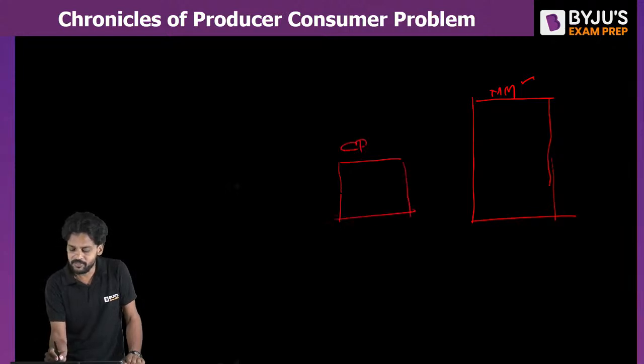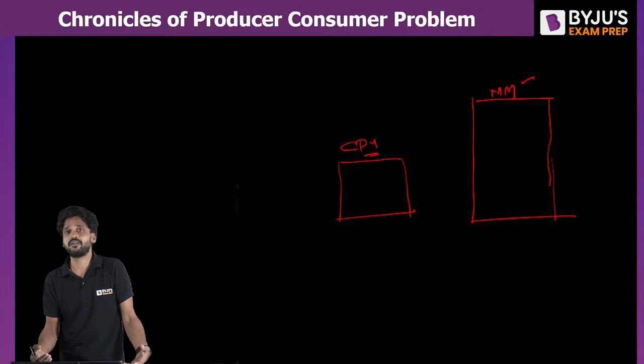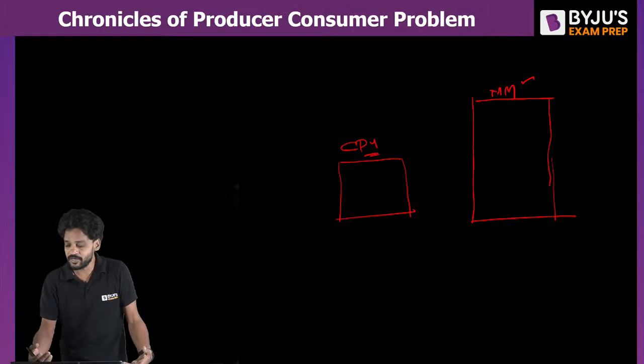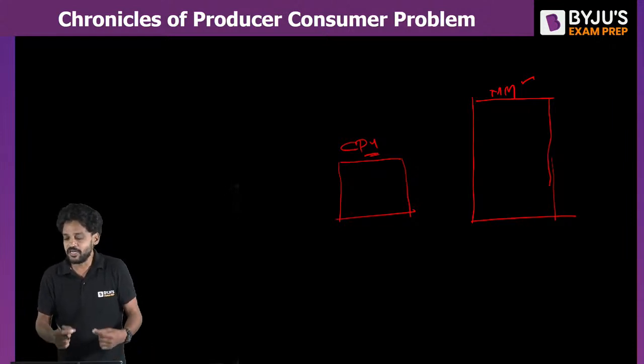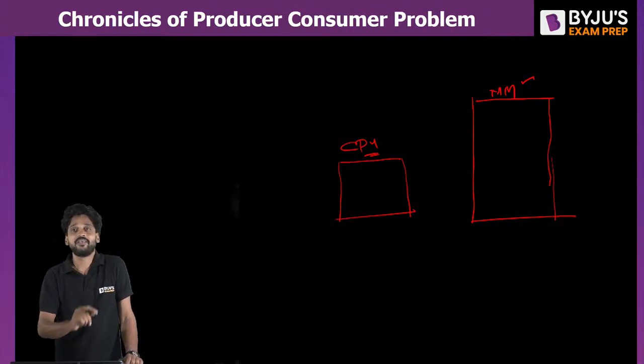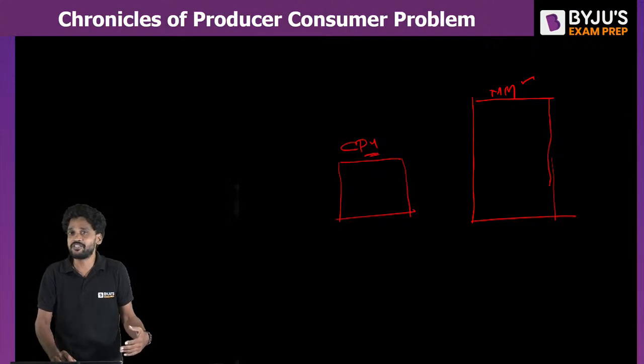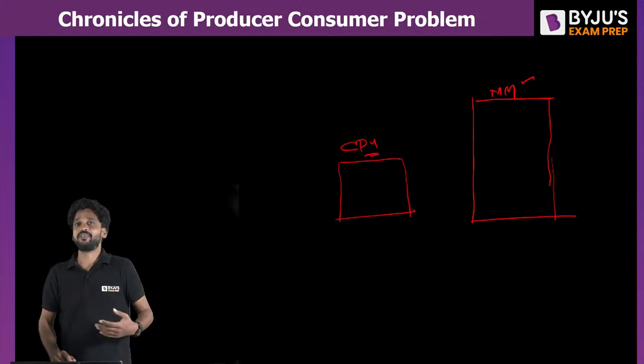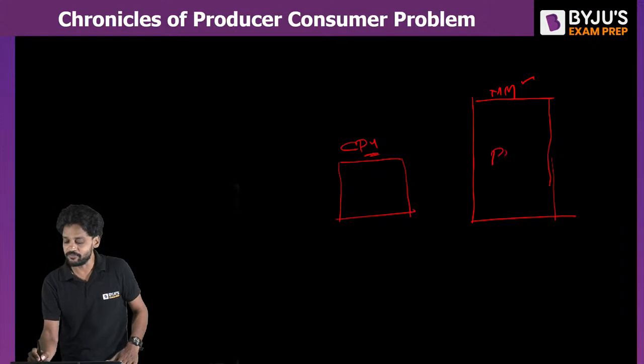What is the job of the CPU? The CPU's job is to execute a program, simple. And where do the programs reside? The programs are expected to stay in main memory. In the earlier days, we had only one program. The operating system is expected to execute only one program at a time. That is, only one program will get loaded here.